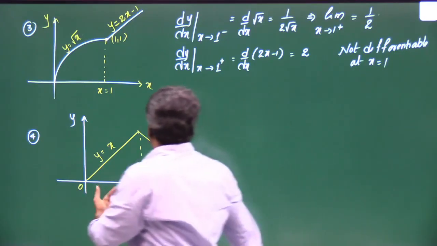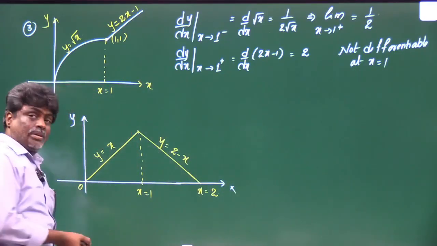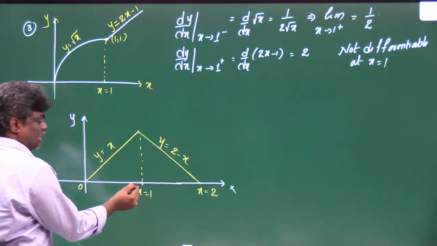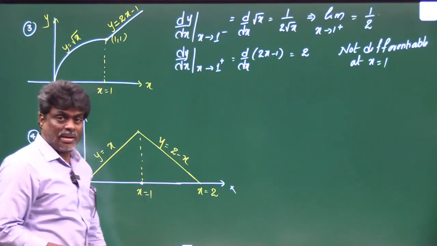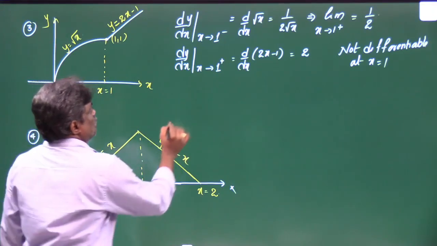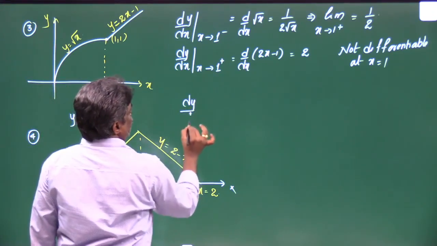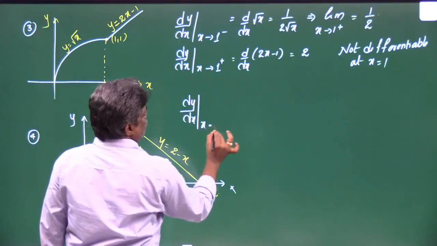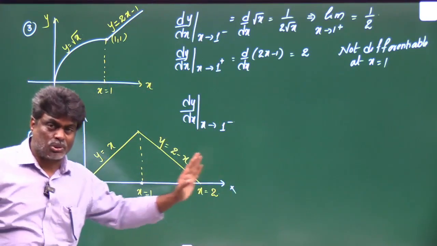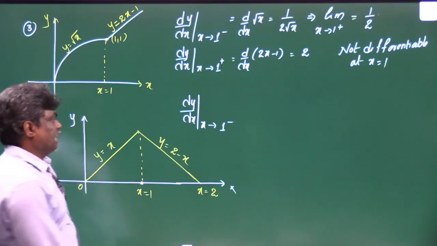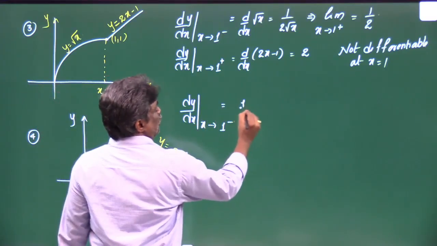So the next one, try yourself. Again he is asking at x equal to 1 only. This is the point. So left side function is y equal to x, right side function is y equal to 2 minus x. So come on, do it. dy by dx as x tends to 1 minus, that is from left side it is approaching 1. What is your function? x. So what is its derivative? 1.